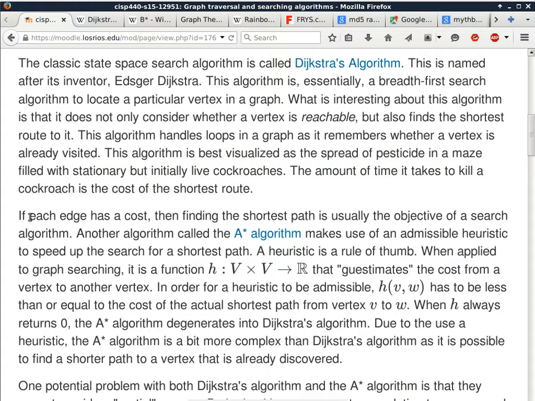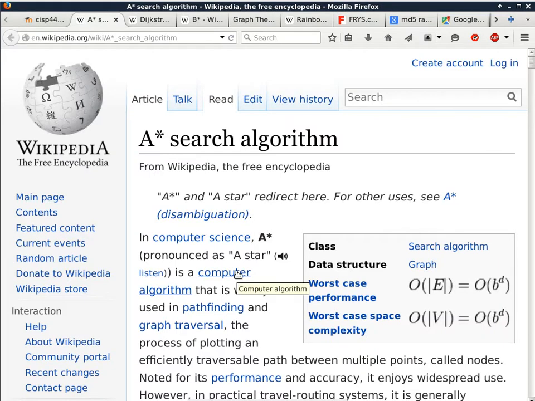Okay, so the next one talks about the A-star algorithm, which is also linked to a Wikipedia page. So for those of you who want to know the details of the A-star algorithm, this is what it is. Now, the A-star algorithm is a little bit different from Dijkstra's algorithm in that it makes use of what we call a heuristic. A heuristic function is basically a function that maps a vertex to a real number, which is, quote-unquote, an estimated distance to the destination. It's not a true distance. It is just an estimation.